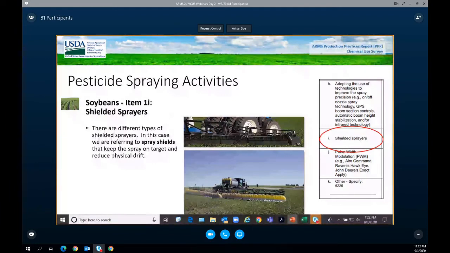I'm going to skip around a little bit here and go to 1I. This is a question about shielded or hooded sprayers. And we've got some pictures of those here on the presentation. These are basically spray shields that can reduce the potential for an application to drift and move off target in that manner. And these are some cool-looking pieces of equipment.